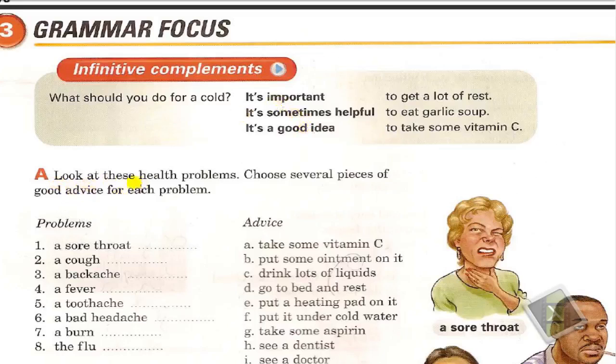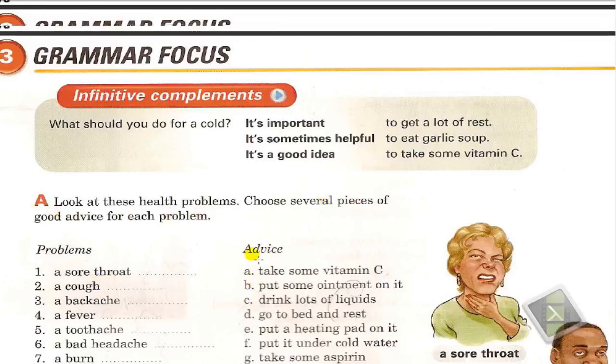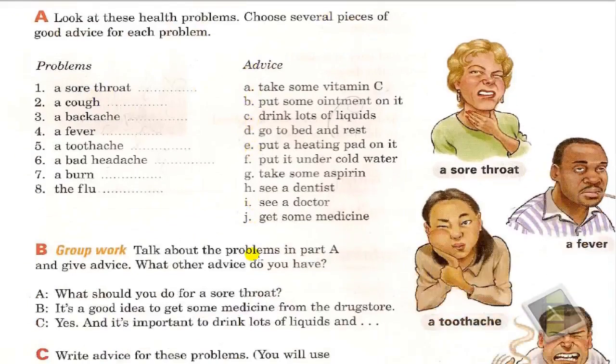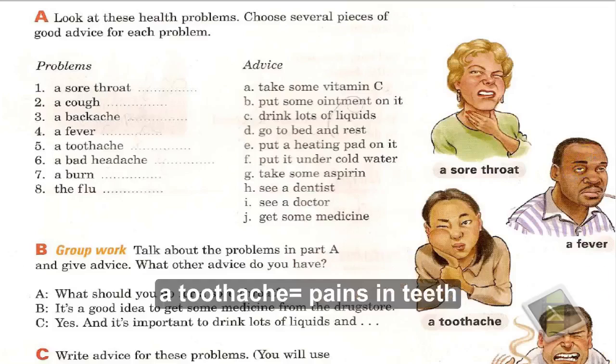A. Look at these health problems. Choose several pieces of good advice for each problem. For every problem, you write advice. The problem here, a sore throat. Sore throat. This is sore throat. Pains in throat. Fever. Fever, you're hot. You have high temperature. Fever.